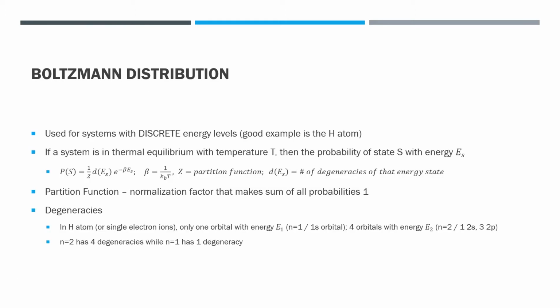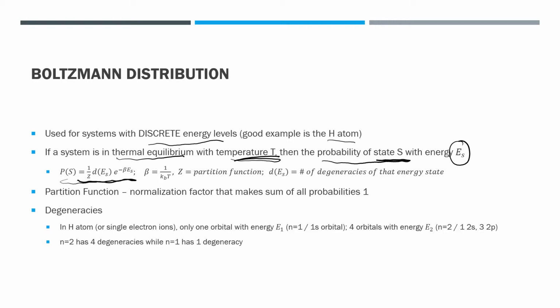Okay, so again, the Boltzmann distribution is used for systems with discrete energy levels. This is really important. Discrete energy levels. And a good example is the hydrogen atom. If a system is in thermal equilibrium with a temperature T, that means the system has been around long enough so that the entire system is at the same temperature, then the probability of state S, given that that state has an energy E sub S, is given by this equation written down below.